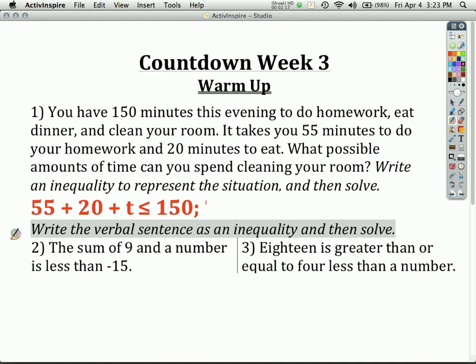Here's one of them. 55 plus 20 plus x, t, whatever variable you want to use, is less than or equal to 150. If you would now look over on my whiteboard, I will accept quite a few different others. 75 plus x is less than or equal to 150. X plus 75 is less than or equal to 150. I would accept the whole thing flipped around, so you could put 150 is greater than or equal to 75 plus x. So pretty much any variation of this or any variation of the one I have up there would be acceptable.